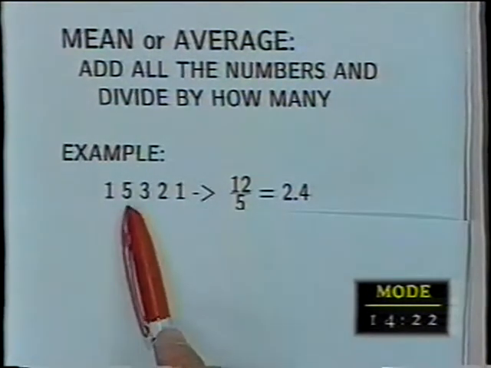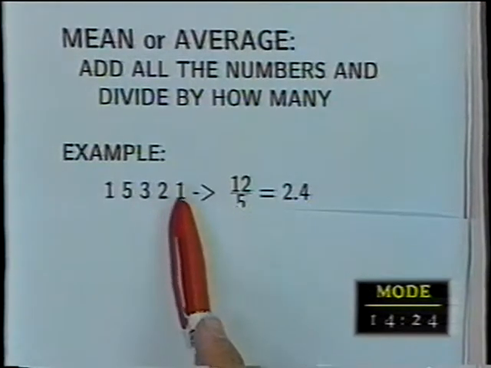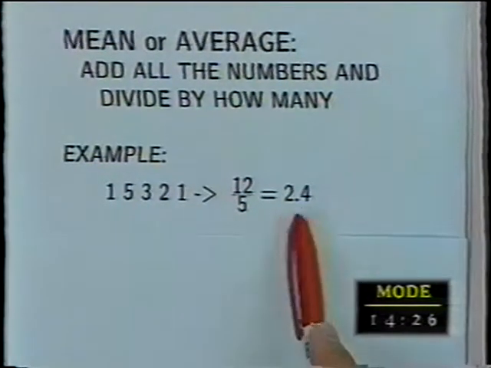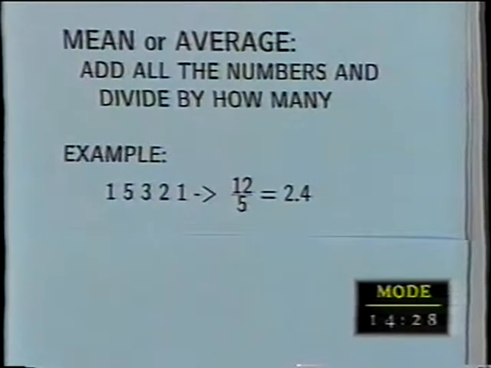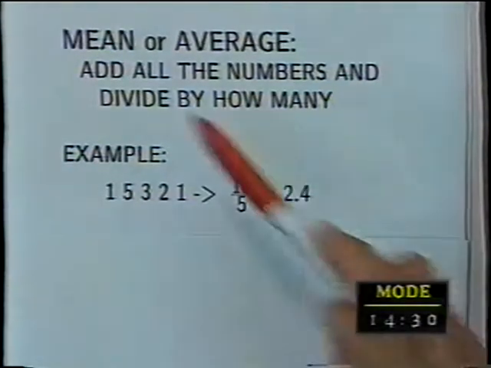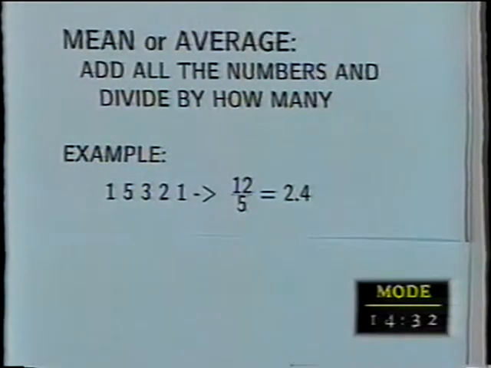Add them up: 6, 7, 8, 9, 10, 11, 12. 12 divided by 5 is 2.4. 2.4 is the average, or what people would call the mean. The mean, they say. 2.4 is the mean. Actually, it's the average.